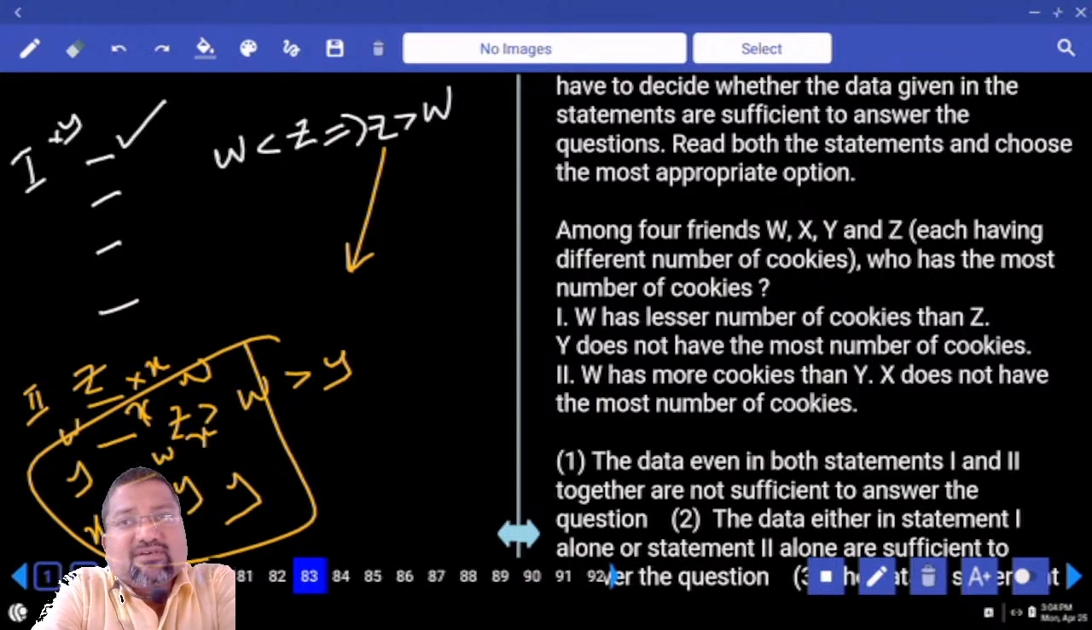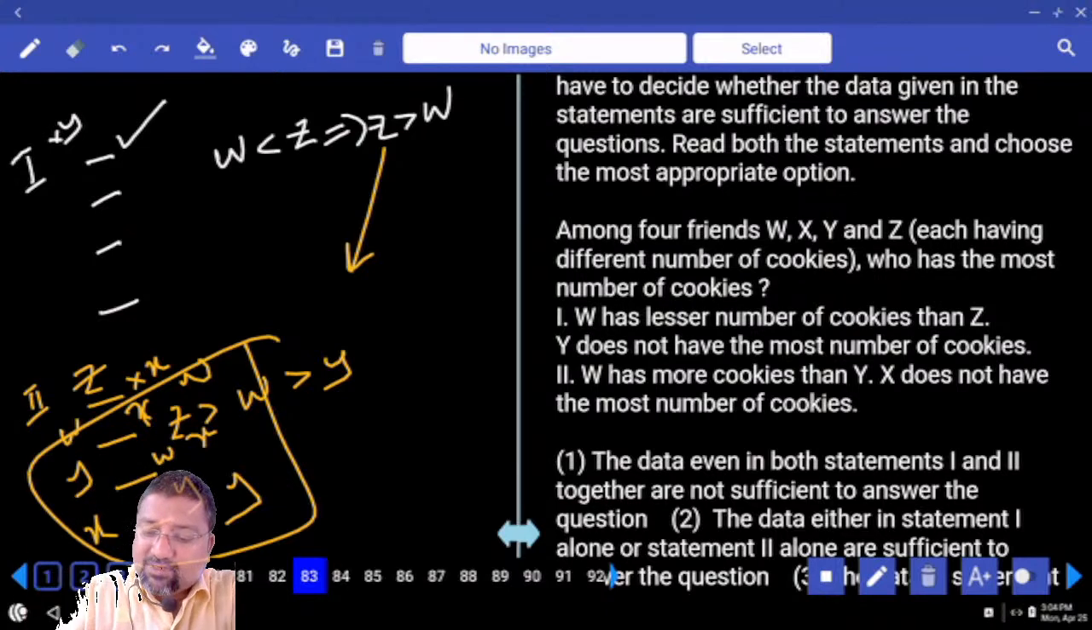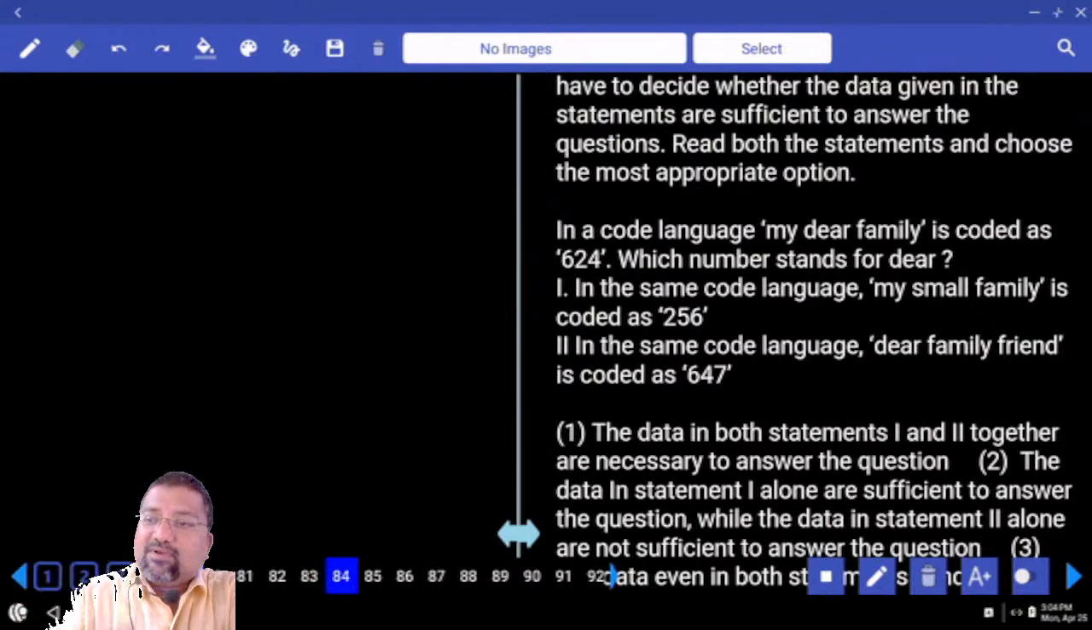But still, the question is asked only about who is on top, the most number of cookies at first place. First place, what is it? Z. Done. Why should we bother about the others? Any doubts? Tell me.